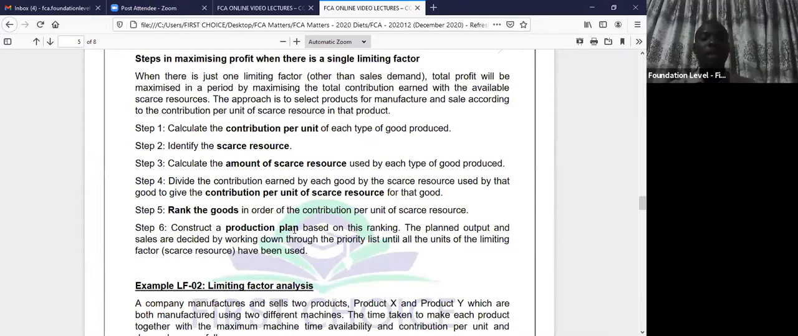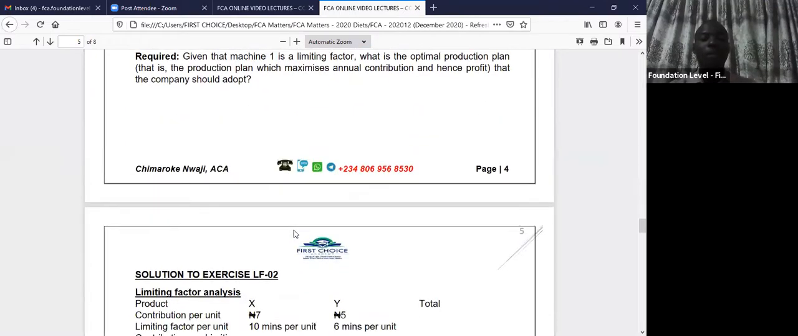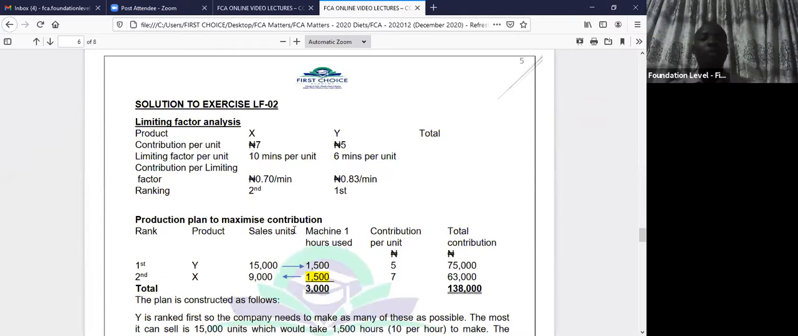Let's go. The answer to this question. Solution. We said step 1, look for the contribution per unit. We are given the contribution per unit as 7 naira and 5 naira per unit. If you were not given, you will eventually be given the selling price and perhaps the variable cost so that you can find contribution. In case you are not given that, you might also be given something else to enable you to get your contribution per unit.